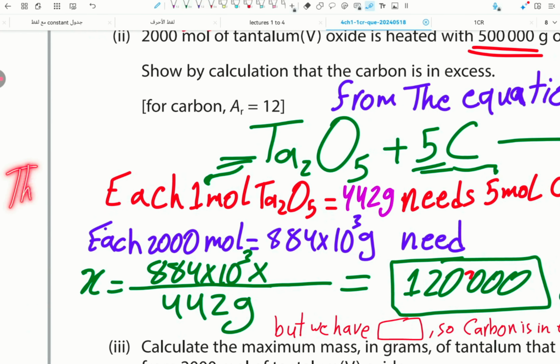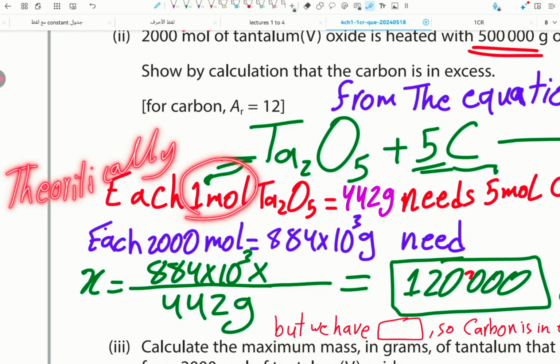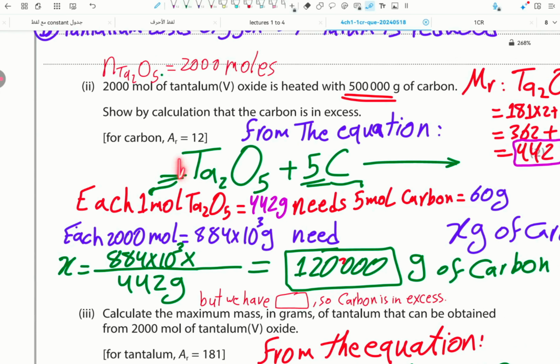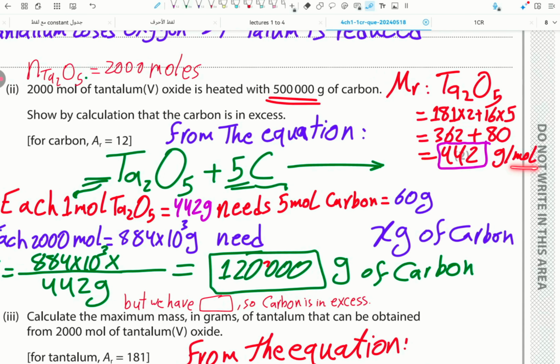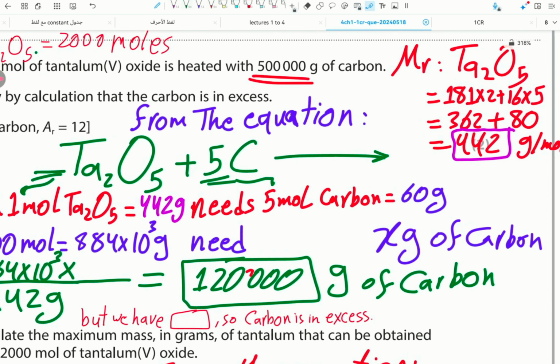So we know that from the equation, theoretically, each 1 mole of tantalum oxide, as you see here, which is 442 grams per mole, so 1 mole is this amount of grams, needs 5 moles of carbon. So what is the mass? The mass equals number of moles multiply AR.